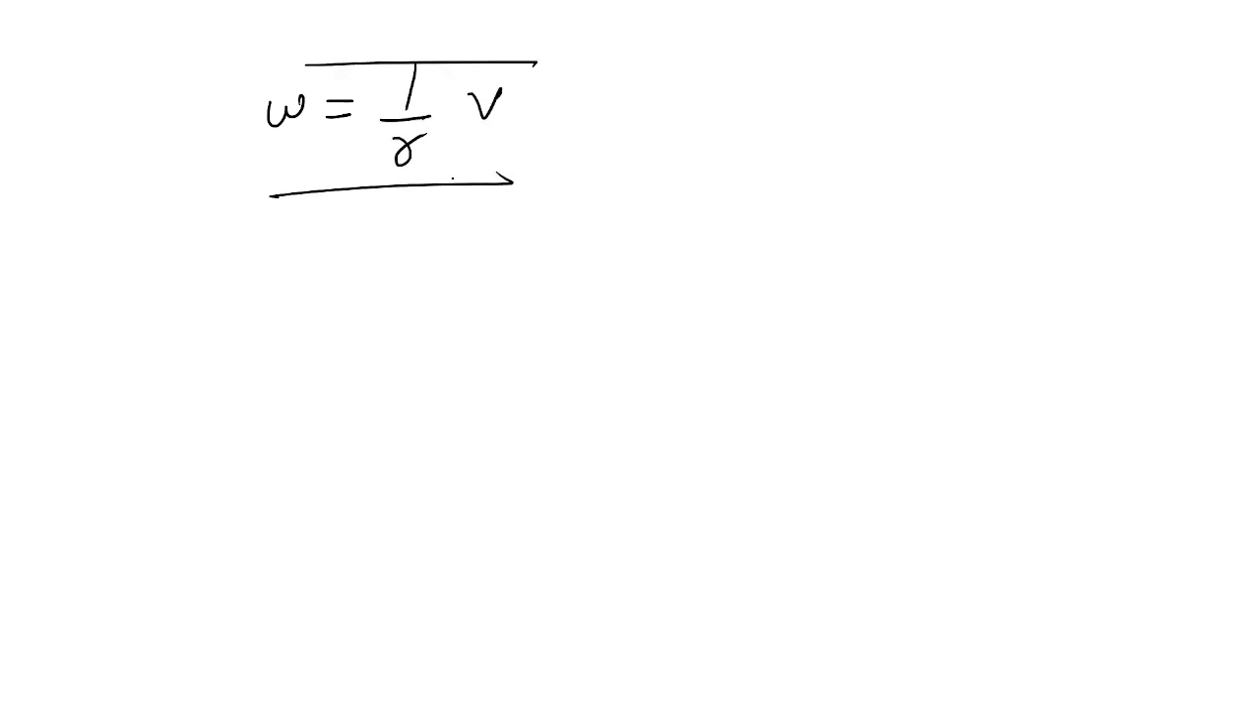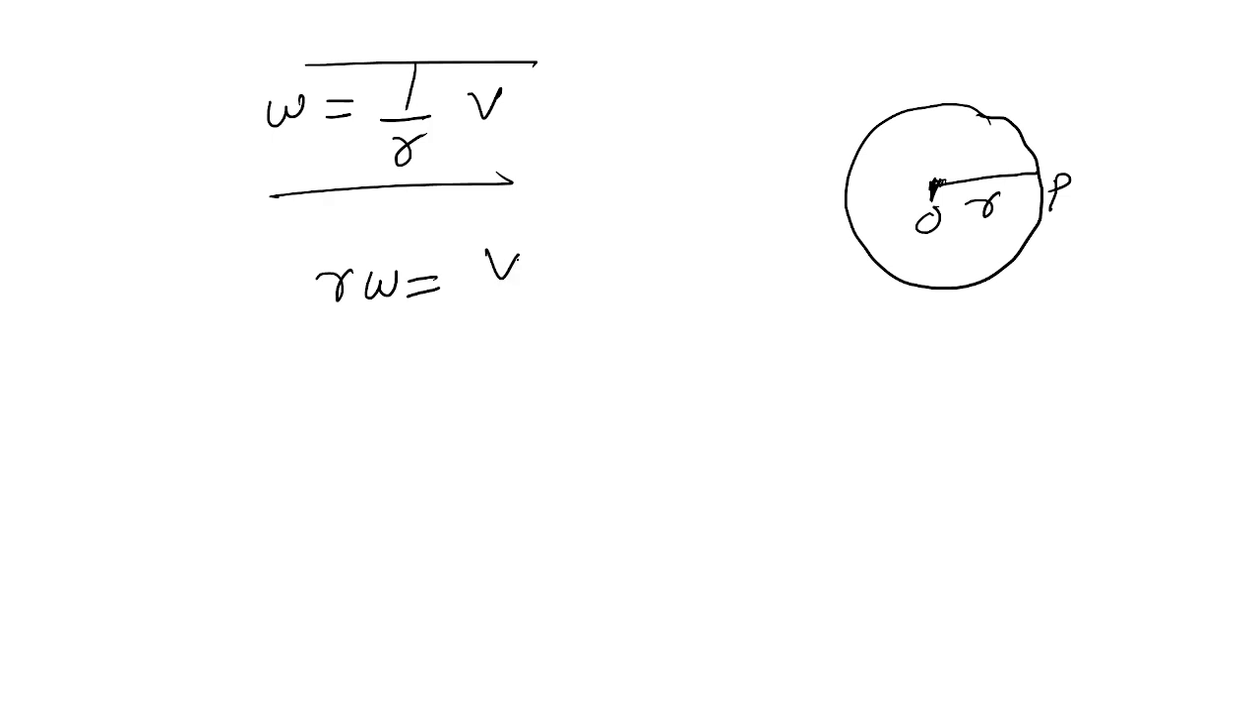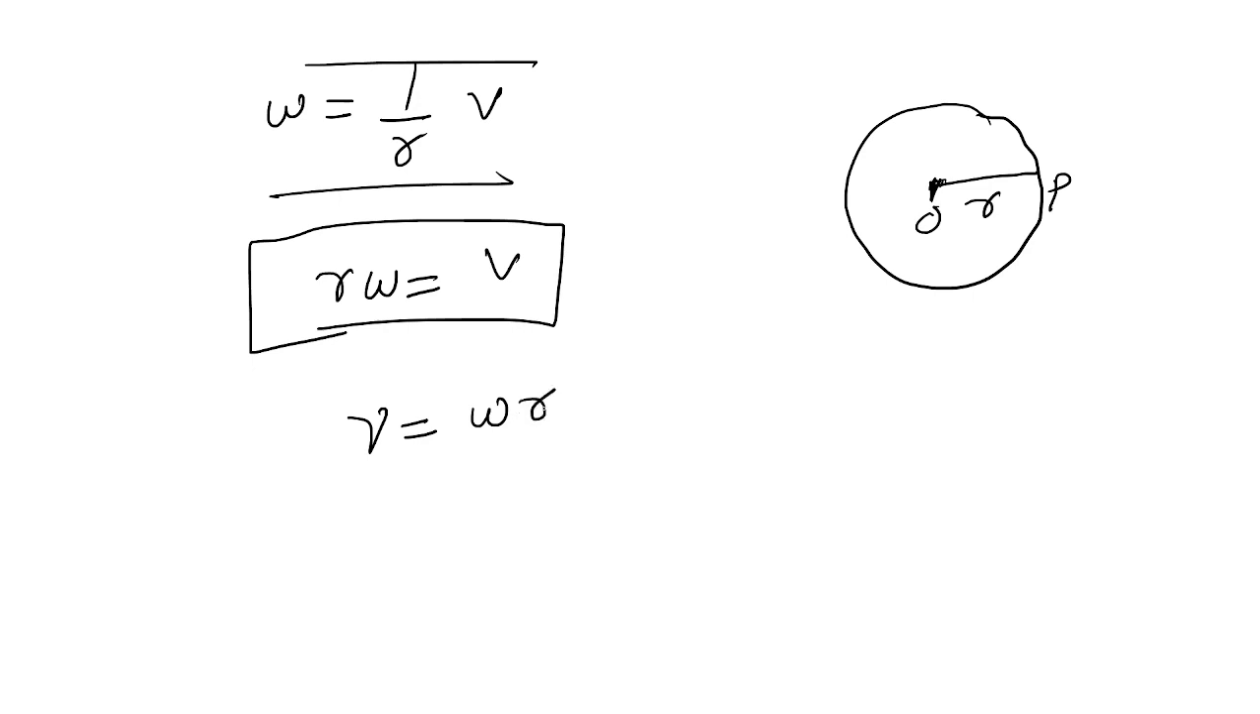What is this r? R is the radius of the circle made by the motion of that particle. Here the distance between O and P is r. So from here we get the relation r omega equal to v. This is the final relation between angular velocity and linear velocity. Here the linear velocity is v equal to omega, the angular velocity, times r, the distance between O and P, meaning the radius of the circle in which the particle is moving.